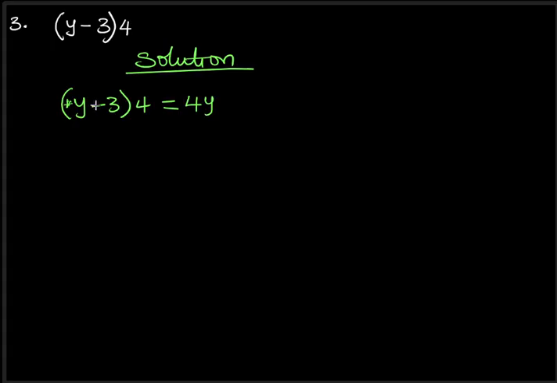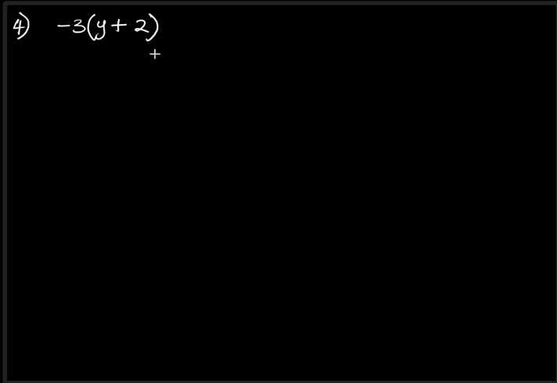And then minus times plus. Minus times plus, that will give us minus. And then 3 times 4, that will give us 12. So 4y minus 12 is our answer. And then let's see this one.